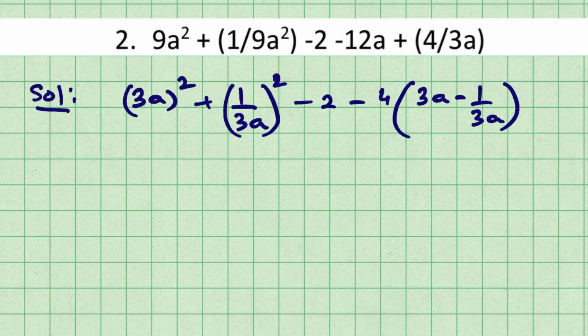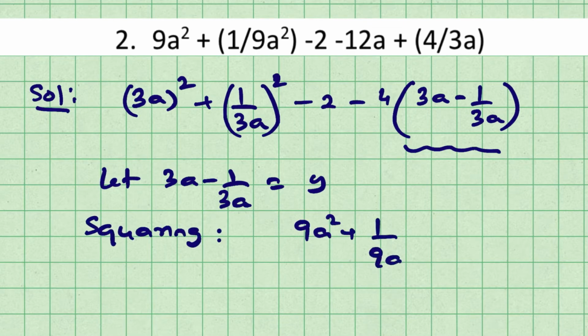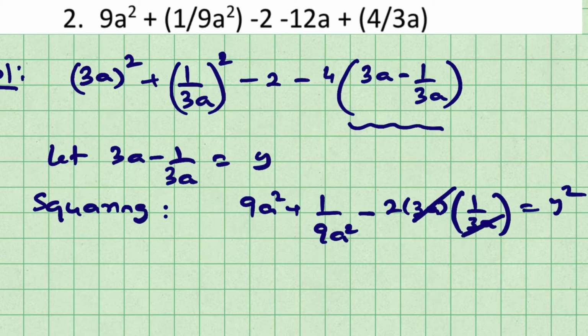and that's it. Here we got our substitution. Let 3a minus 1 by 3a be equal to new variable y. If I square both sides, I'll get 9a square plus 1 by 9a square minus 2 into 3a into 1 by 3a. 3a gets cancelled out. We can shift this 2 to the other side. So we'll get 9a square plus 1 by 9a square is equal to y square plus 2.